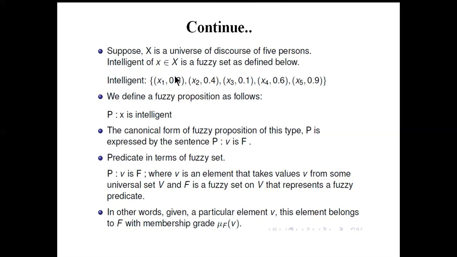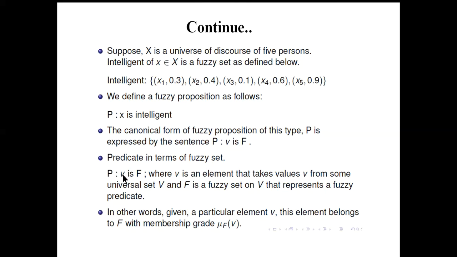A proposition consists of two parts: one is the subject and the other is the predicate. For example, if we say that X is intelligent, then X is the subject and intelligent is the predicate. So a fuzzy proposition can be described as P: X is intelligent, where intelligent is expressed in terms of a fuzzy set. That is a fuzzy proposition, with the predicate expressed as a fuzzy set.